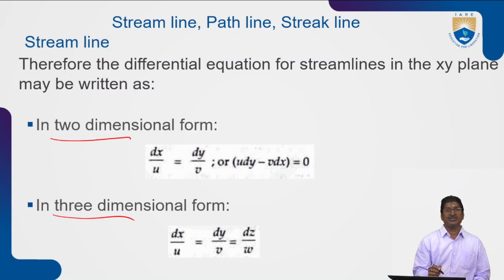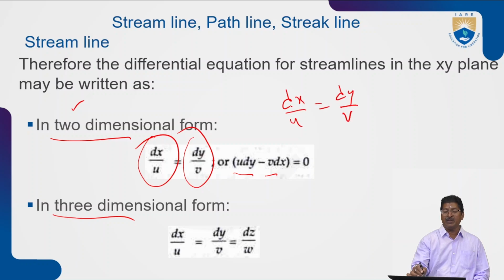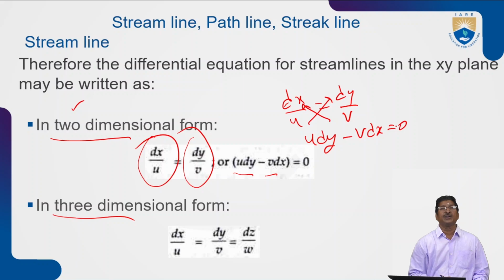So what is two-dimensional? The x and y axes. That means dx by u is equal to dy by v. Here x and y both axes are there, that's why it is called the two-dimensional form. Or in other words, it can also be written as u dy minus v dx is equal to 0. So dx by u is equal to dy by v, and if you cross multiply, u dy minus v dx is equal to 0.